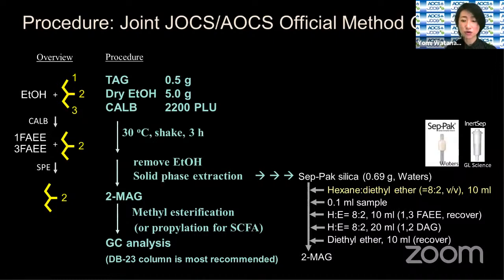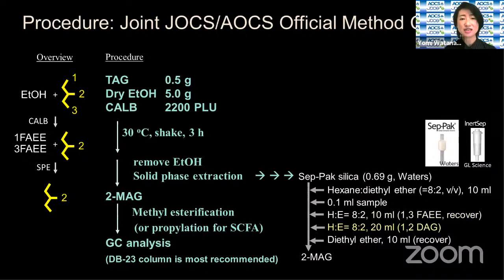The column is first equilibrated with dilution solvent, which is a mixture of hexane and diethyl ether in a ratio of 8:2. And the reaction mixture is applied to the column. FAEE, formed from the 1-3 position, is recovered in the first fraction, eluted with 10 milliliters of the mixed solvent.